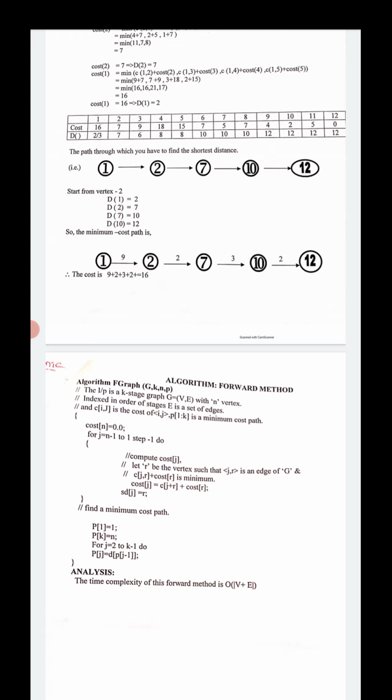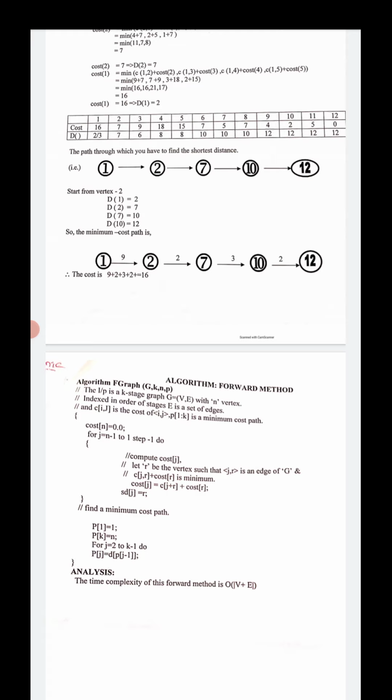Now we have to calculate the source to destination of j. SD of j will be assigned r, where r is the vertex such that j comma r is an edge of graph G. Now we need to find a minimum cost path. P of 1 will be assigned 1. P of k will be assigned n. For loop, j goes from 2 to k minus 1, do. Now we check the condition: P of j, the minimum cost path, will be assigned the destination D of P of j minus 1.